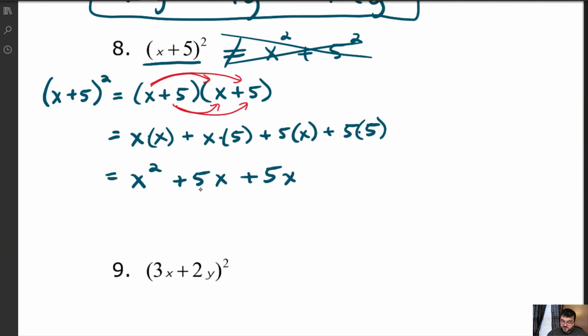So this is basically what you end up having here, which gives you x squared plus 5x plus 5x. Whenever you square stuff, you're always going to see this repeat in the middle. So it's basically doubling that middle part right there. And this will be 25 right there. So we get x squared plus 10x plus 25.